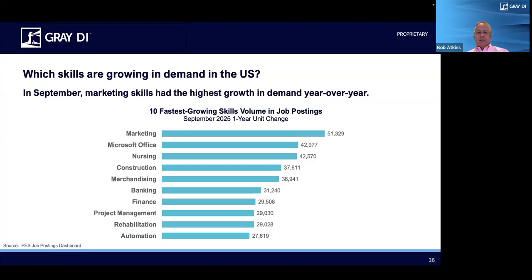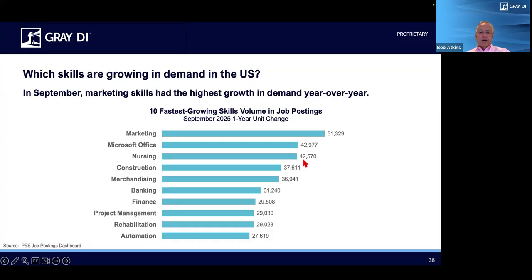What skills are in demand? Well, interestingly, marketing, Microsoft Office. For all of you, I would encourage you to use Microsoft Office tools throughout the curriculum, whether that's something as basic as Word or PowerPoint, but also include Excel. It's a requirement in almost every job.